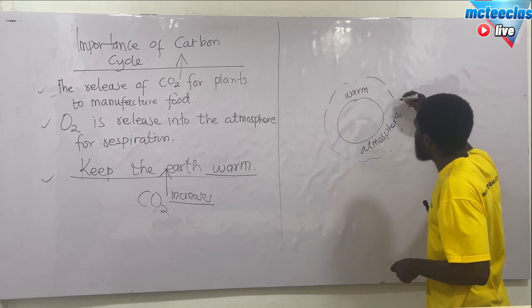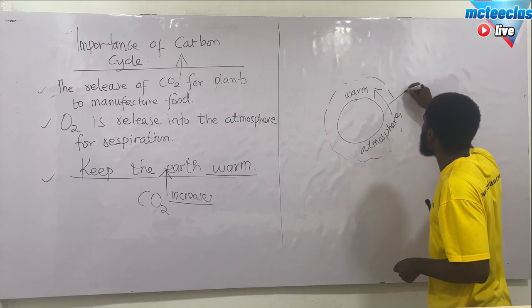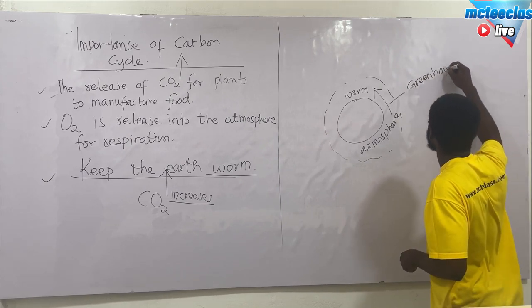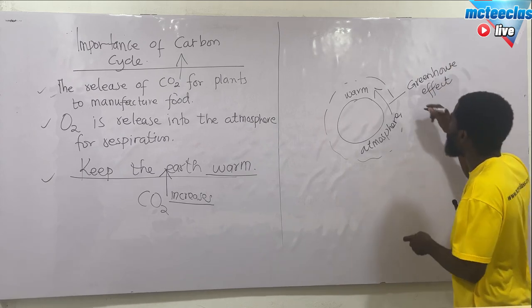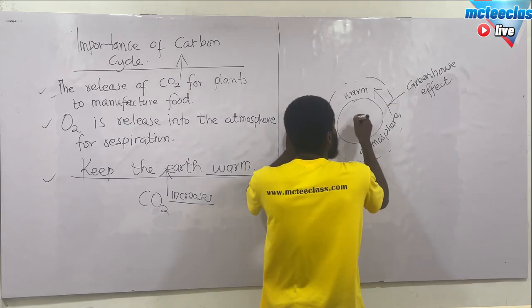The atmosphere becomes warm gradually. Then we have what we call the greenhouse effect. And this greenhouse effect is caused by what? By greenhouse gases.